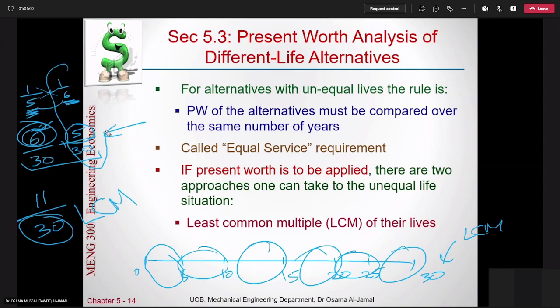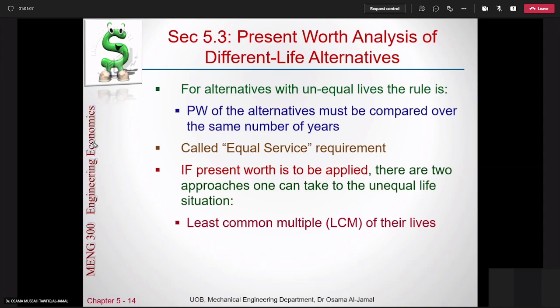But for the second one, we need to repeat it 5 times. The first one is the least common multiple. The second type is the planning horizon approach. We'll come to that.